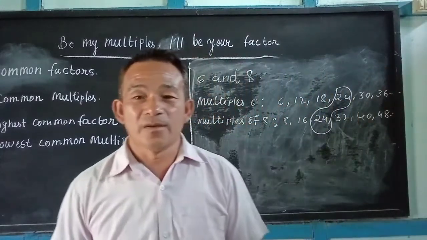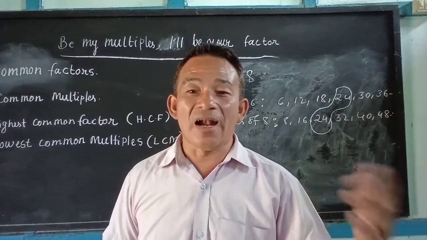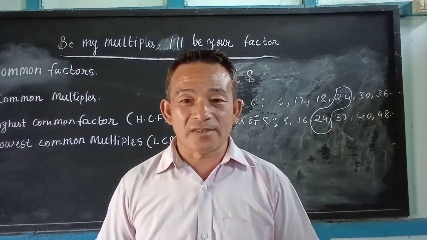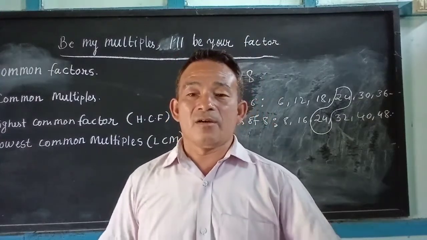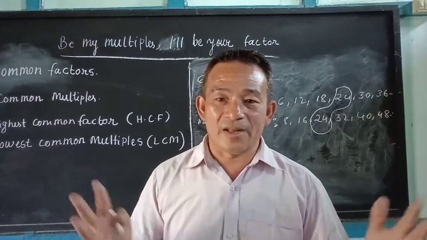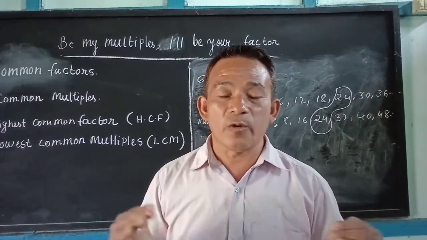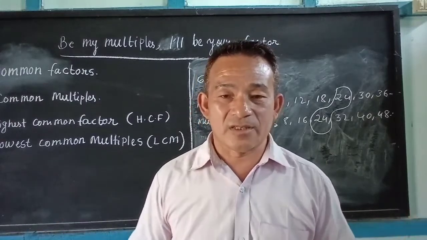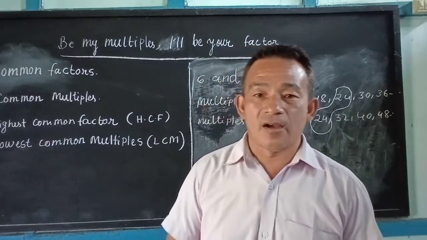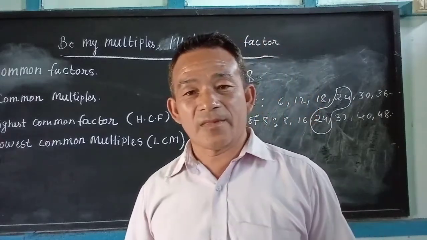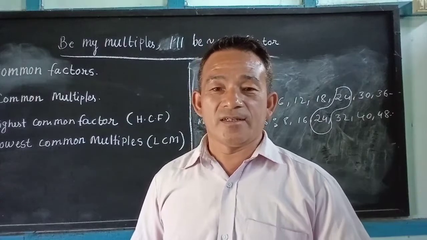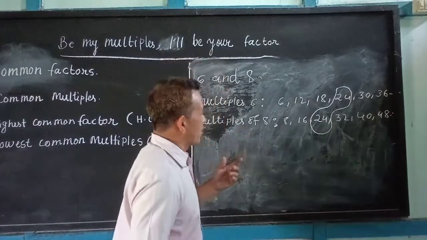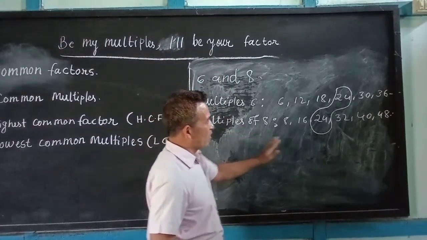So there can be many more common multiples of 2 given numbers or 3 given numbers, but we are not going to write all the multiples of the given numbers, or all the common multiples of given numbers, but we are going to find only the smallest, the lowest common multiple. So which one is the smallest common multiple?